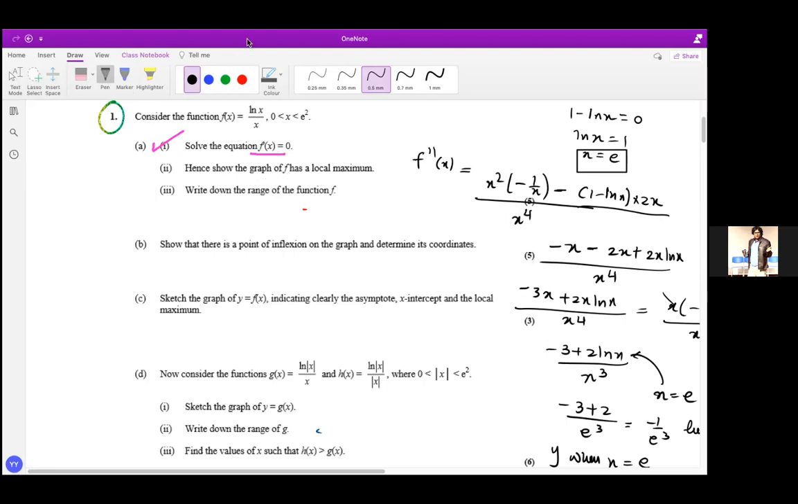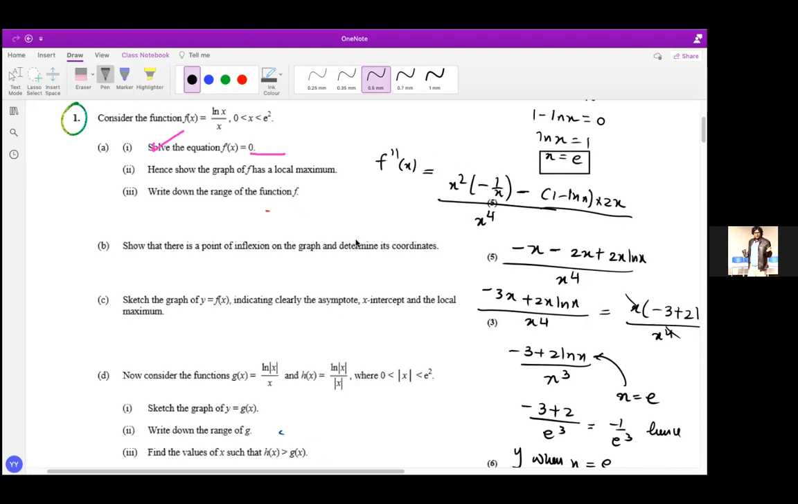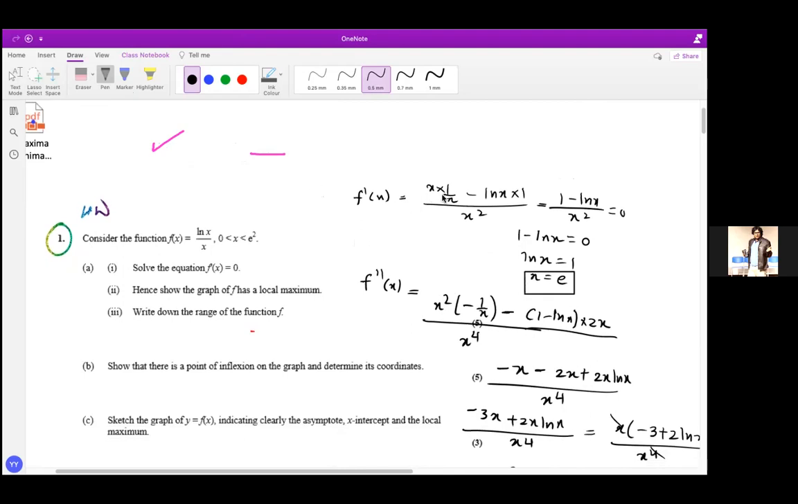In this case, you apply the quotient rule. I have done it already to save time. So x times 1 by x, that is v u dash minus u v dash over v square. So that becomes 1 minus ln x upon x square. When you solve for x, it is 1 minus ln x equals 0. So you get ln x is 1, and then you get x as e.